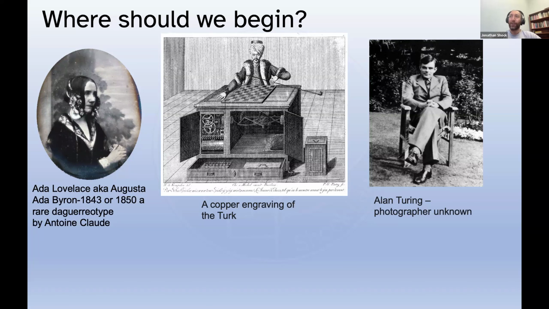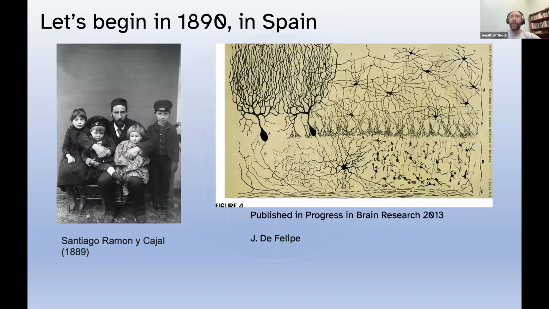Or we could start with Alan Turing, who really brought us the modern ideas of the theory of computation. We really wouldn't be where we are today in terms of artificial intelligence, information theory, or computer science if it weren't for Alan Turing. But in fact, I'm going to start at a different place. I'm going to start back in around 1890 in Spain, and the neuroscientist Santiago Ramón y Cajal, who drew these incredible pictures from microscope slices of human brains.